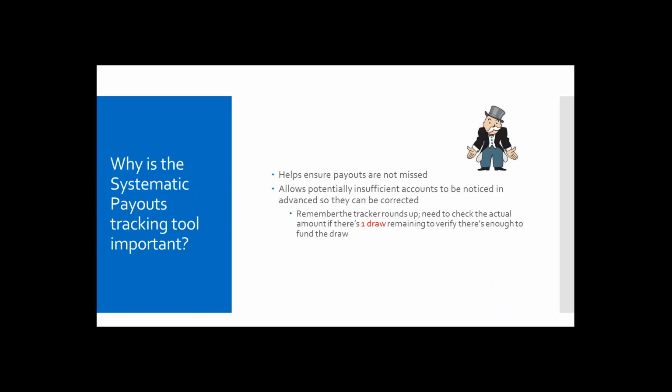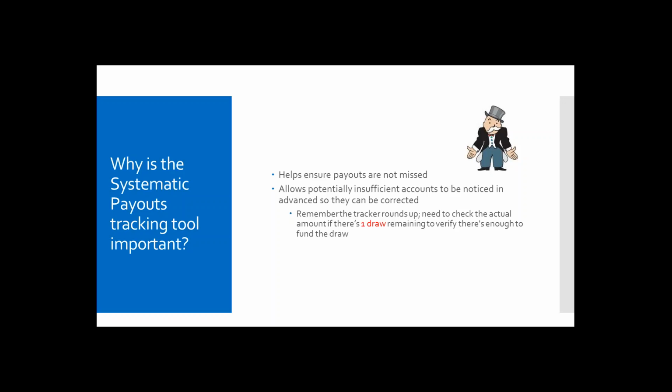So why is the tool important? The biggest top item on it is that it helps ensure payouts are not missed. So we're just making sure those go out because we know how unhappy clients would be if their payouts didn't happen as planned. And so it allows potentially insufficient accounts, so when they come up, they might not be insufficient yet, but we want to take a look at them ahead, to be noticed in advance so that they can be corrected.